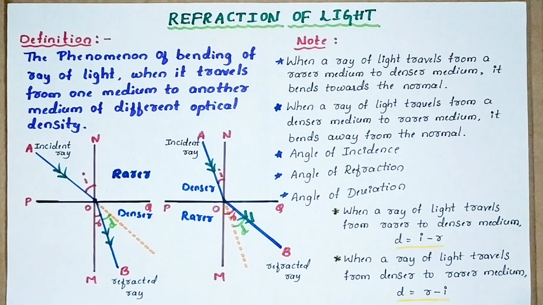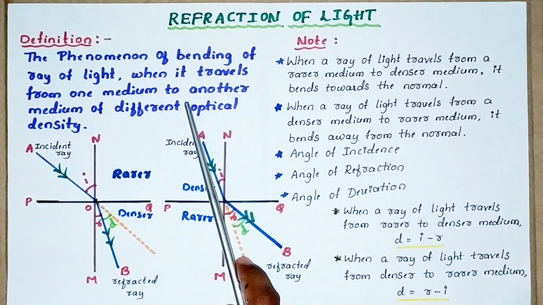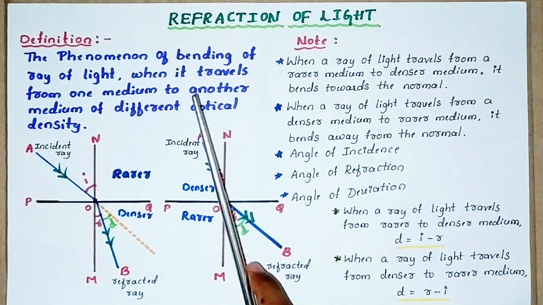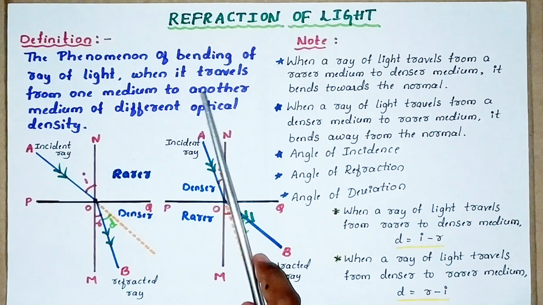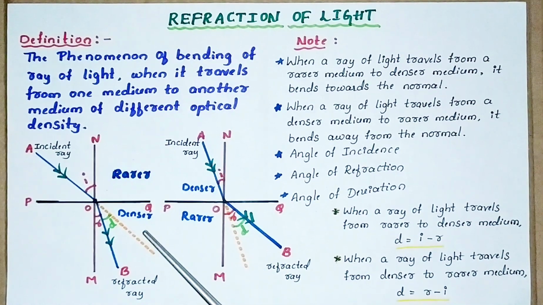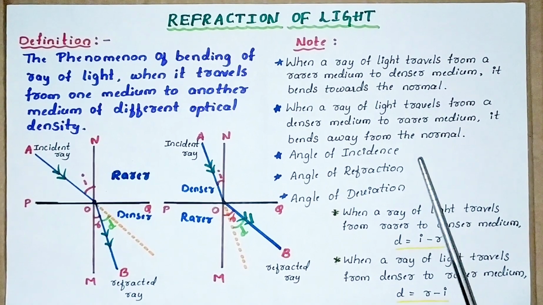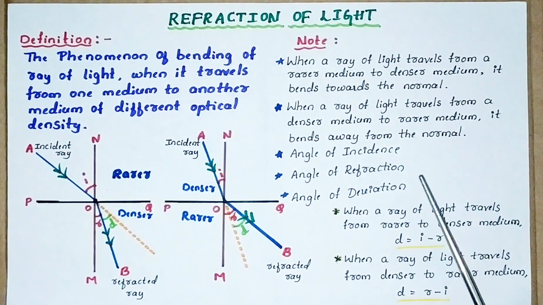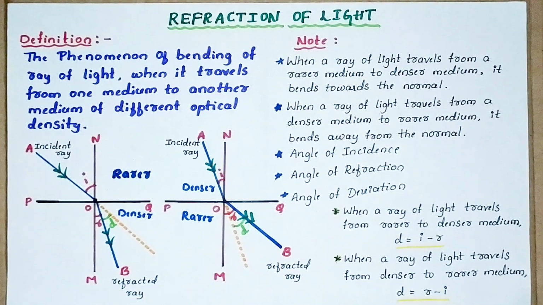Is it clear? So we studied definition of refraction of light, why refraction of light takes place, and what are denser and rarer medium, what is angle of incidence, angle of refraction, angle of deviation and its equation we studied in this video. So in the next video we can study laws of refraction of light.